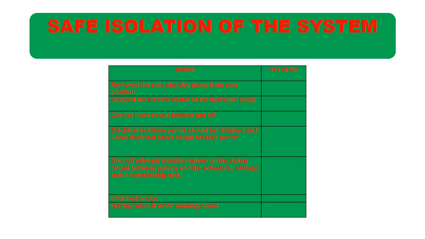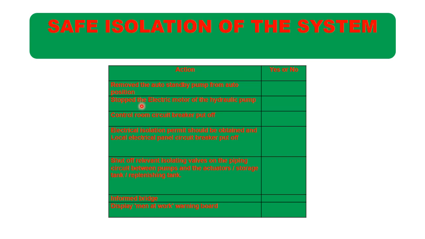Here now we are going to discuss the safe isolation of the system, how we are going to isolate the steering systems. So this is the checklist. The first column talks about the actions required, and in the second column you can tick mark. Remove the auto standby pump from the auto position. This is the first step.